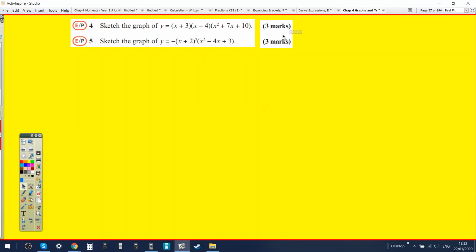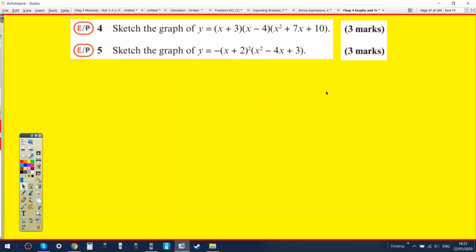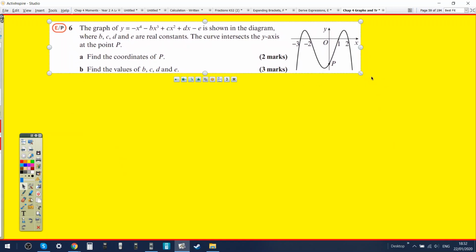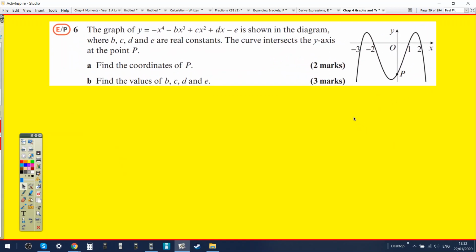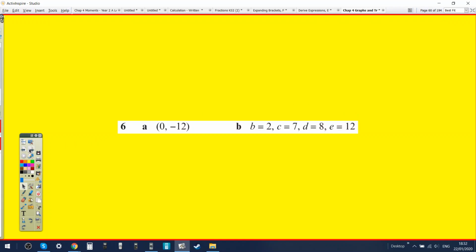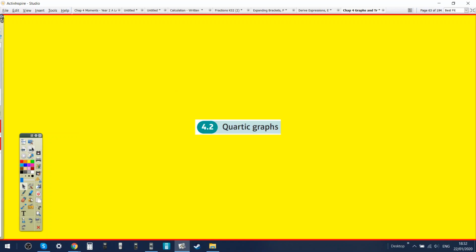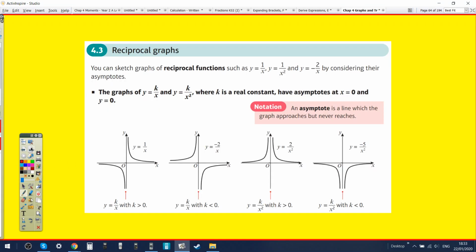How about question 5? No. Hold on. Too easy. Too easy. All right. Quartic graphs. I'm putting you down for good. They're very similar to the one that came before.